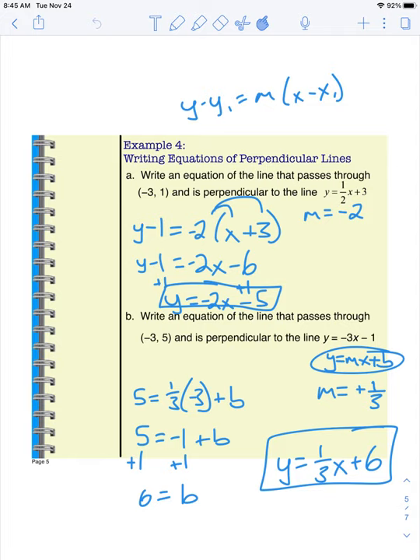And you will not need to know both methods. This is how the questions are going to look on the test. Write an equation of a line that passes through a point and is either parallel or perpendicular to another line. So you'll have to find the slope. And then you can choose which method works better for you. If you like point slope better, you can use point slope. If you like plugging them in to solve for b, you can use that. Whichever works better for you.